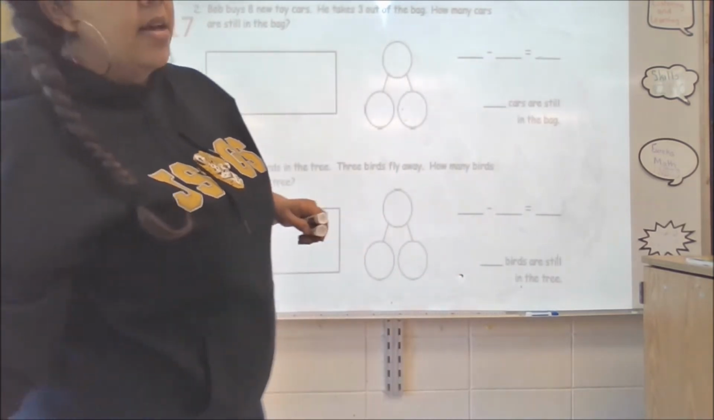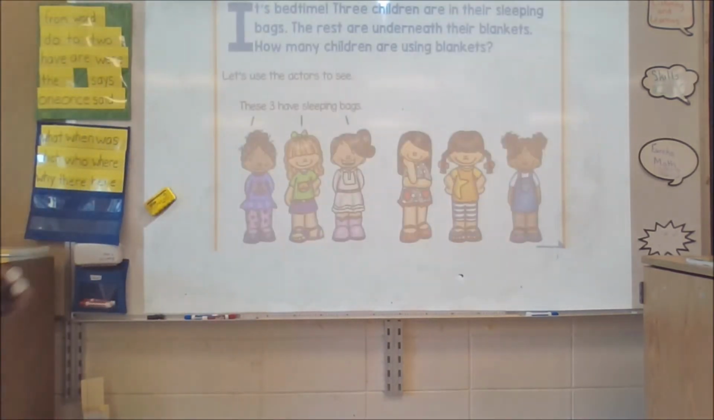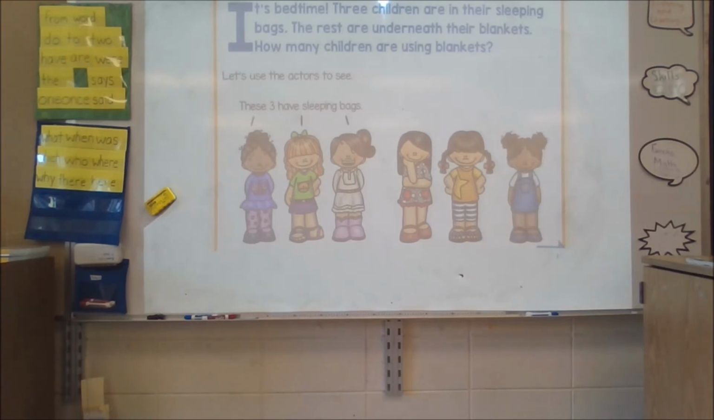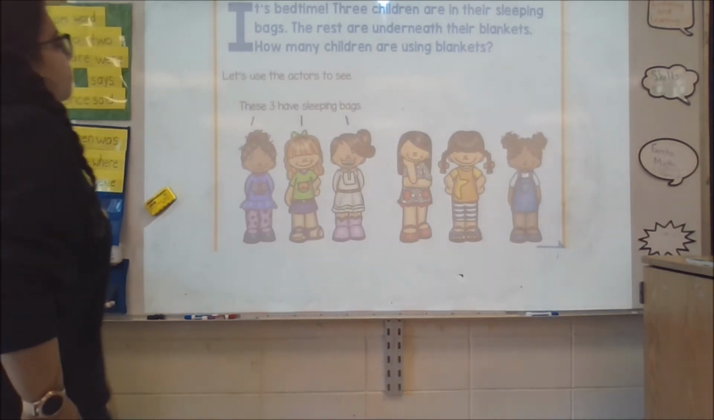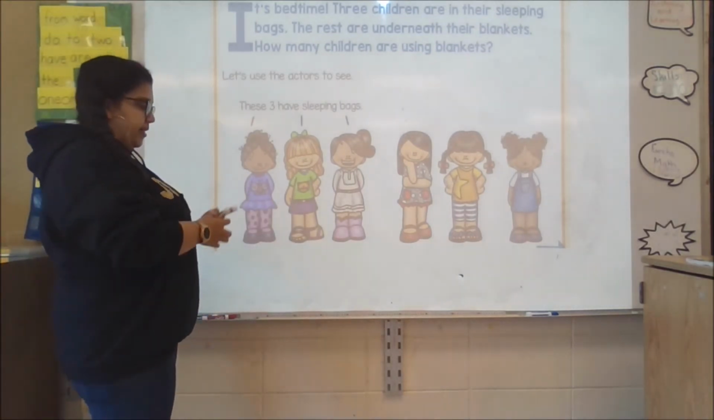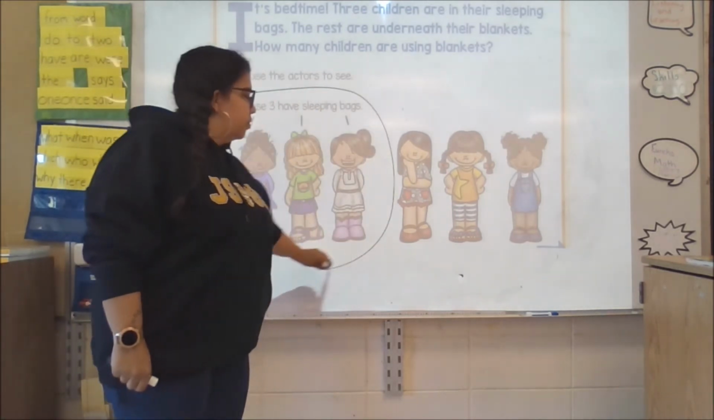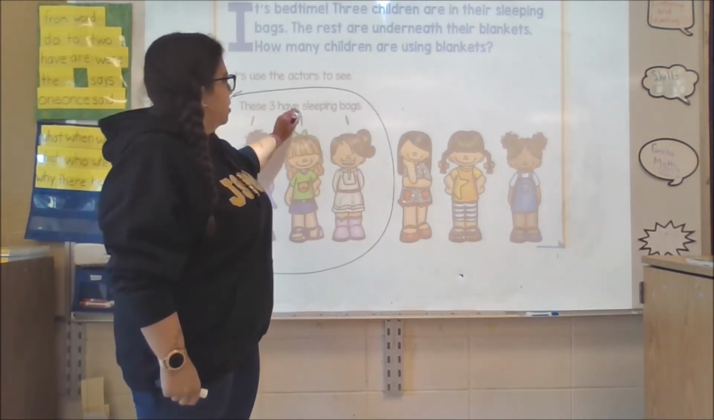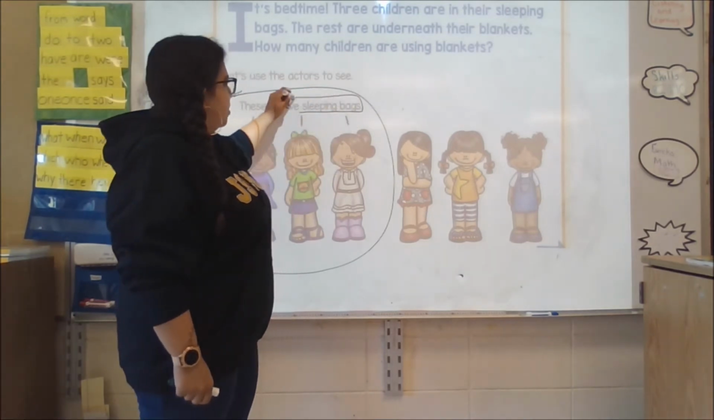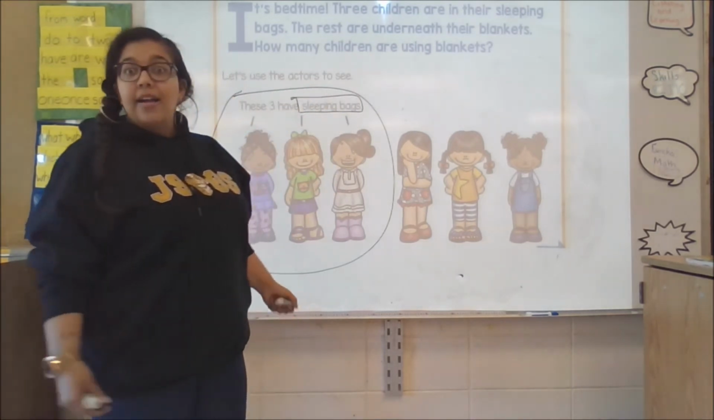Okay? So here's the non-book example. Saying, little girls, it's bedtime. 3 children are in their sleeping bags. The rest are underneath their blankets. How many children are using blankets? Okay? It tells us that these 3 have sleeping bags. So let's mark these 3 as our sleeping bag children. Sleeping bags. Which leaves these 3, oh, I just told you, look.